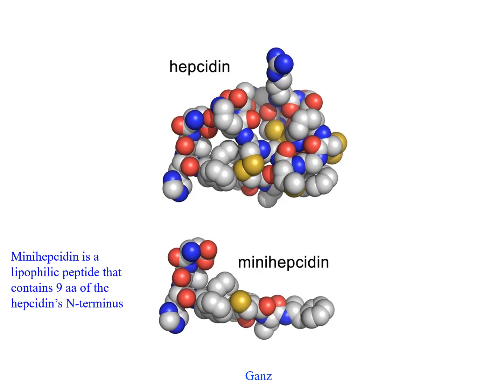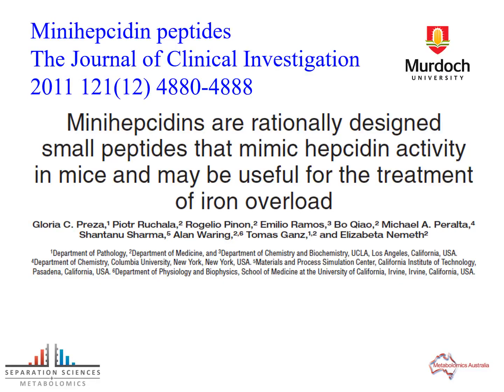Now, the initial work that Gantz and his group did was actually looking at a mini hepcidin where the N-terminal was very consistent, and their mini hepcidin was 9 amino acids. Okay, and this just shows a comparison between normal hepcidin and mini hepcidin. And in 2011, they published one of their first studies where they used hepcidin mimics in mice, and were able to show that there is promise in the treatment of iron overload. So that was actually a very, very positive outcome.